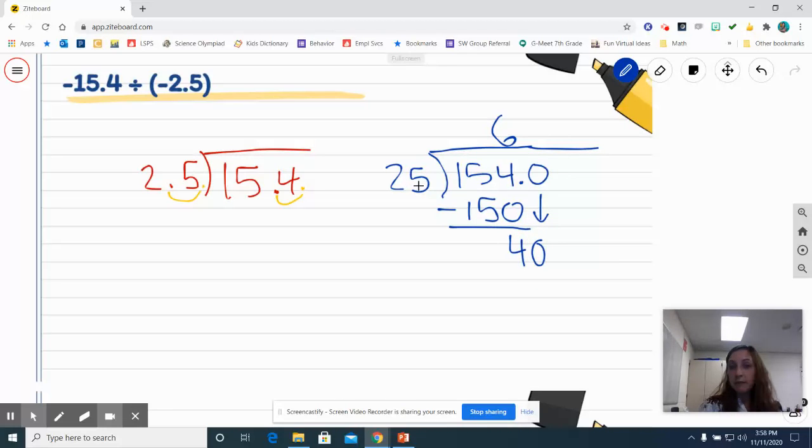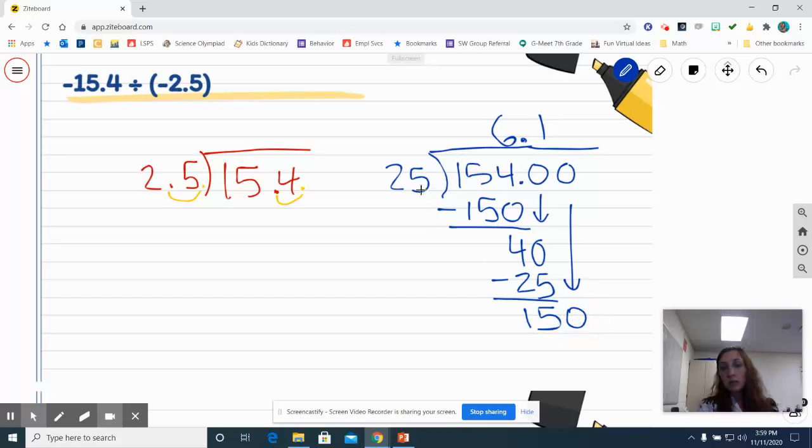I know that 25 times 2 is 50, and I only have 40 to work with, so first of all, I'll put my decimal in the answer right above where it is in the dividend. And I know that 25 will only go into 40 one time. 25 times 1 is 25. I'll subtract to find the leftover. I know that that is 15. I still don't want any leftover, so I'll put another 0 in order to have that to bring down.